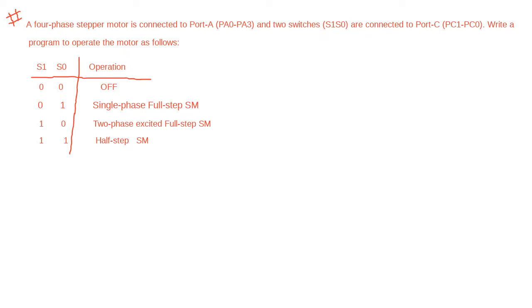But there is another mode in between, half step mode. So what is half step mode? Let us discuss this one, then I will go to the program. Okay, so half step mode is, for example, if we have A, B, C, and D.